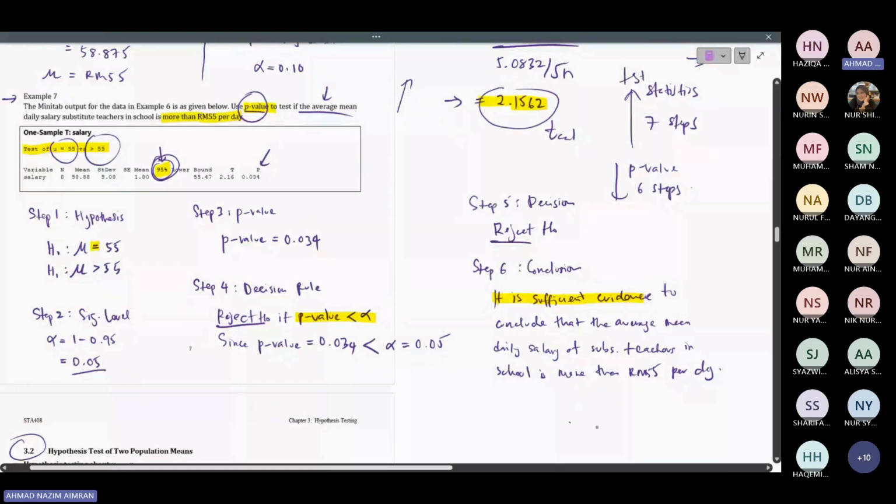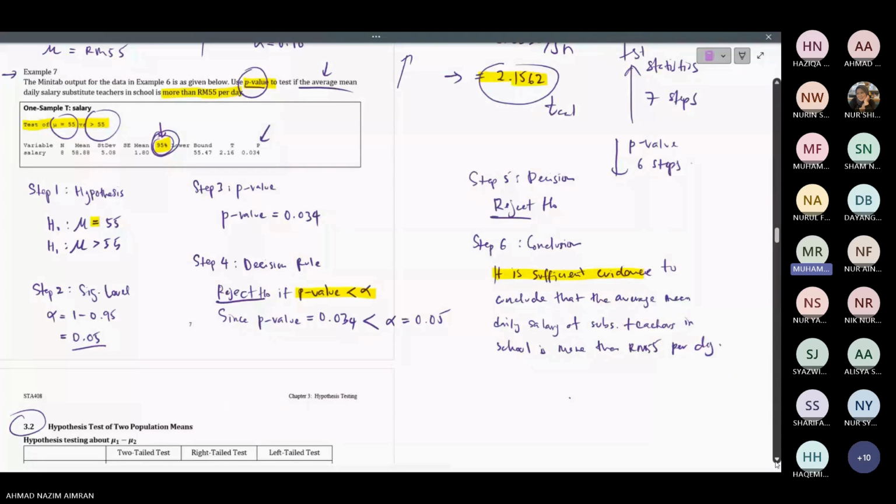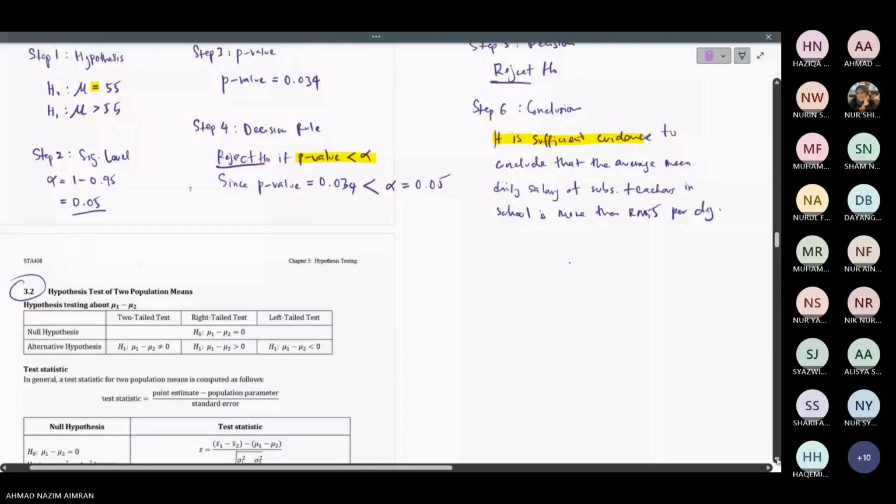Right. Any question before we move to the next subtopic, hypothesis test of two population means? Any question? Tak ada, Doktor. Thank you. How about others? Do you have any question? No. All right. Thank you. Doktor. Sorry? Tak ada. Okay. All right.